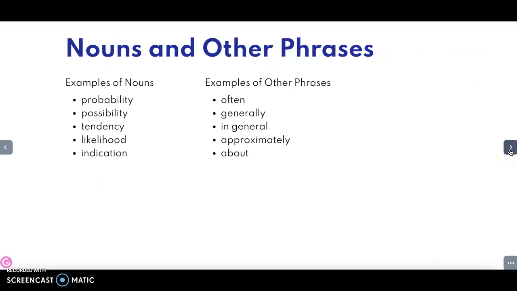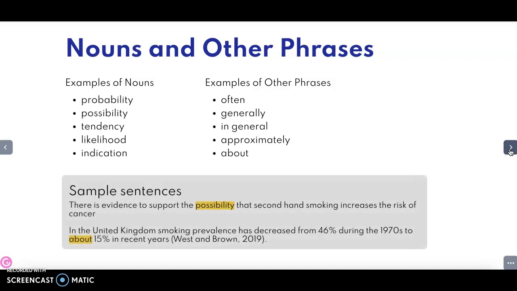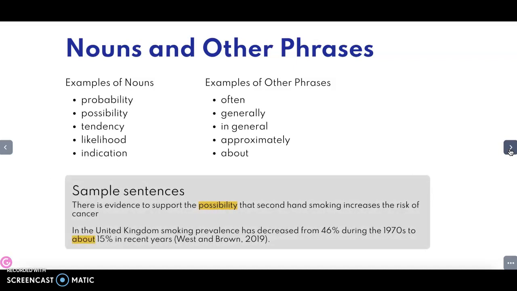Some of these adverbs and adjectives also exist as nouns, so we can say probability and possibility. Tendency we saw earlier used as a verb. And then on the right-hand side, we have these other phrases or examples of those, such as often, generally, in general, approximately, and about.